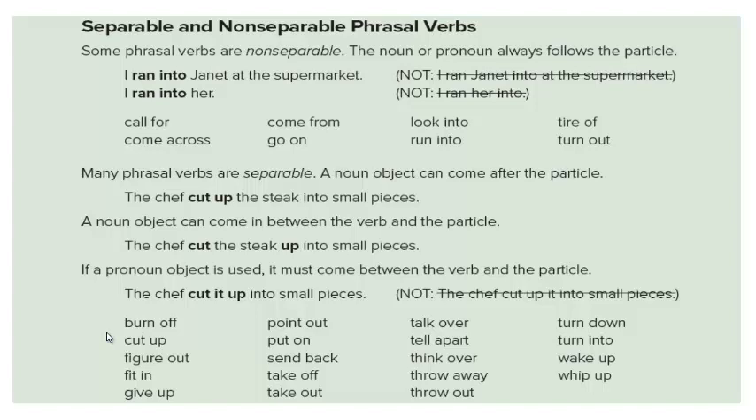So here again, pronoun objects with these phrasal verbs come between the two parts of the phrasal verb, the verb and the particle. Burn off, cut up, figure out, point out are examples of these phrasal verbs that are separable. Good students, try to memorize the complete list of these phrasal verbs so that they are ready to be tested in any part of them.